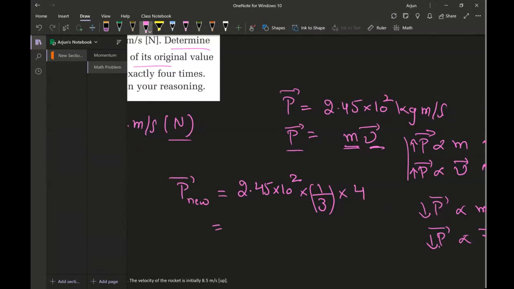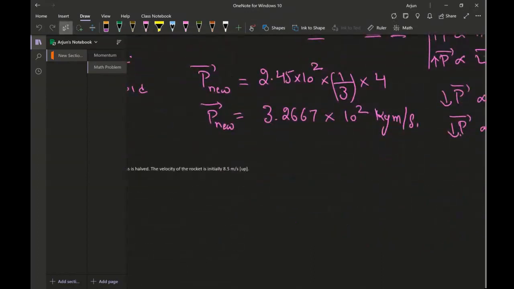Then that will give you the new momentum. If I solve this calculation, 2.45 multiplied by 4 divided by 3, that comes out to be 3.2667 times 10 raised to the power 2. This is the final answer. Again, the units are kg meter per second or Newton second, whatever units you want to use. That's how you're going to approach this question.